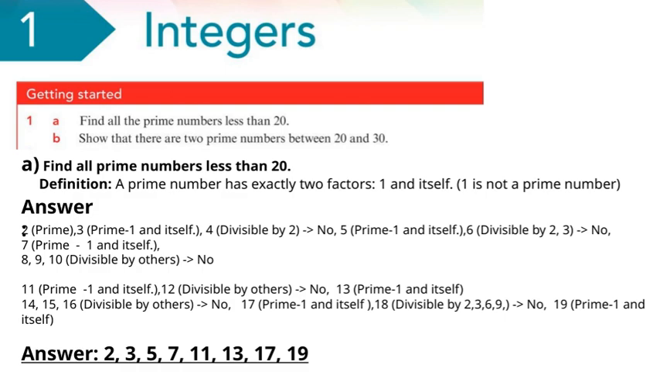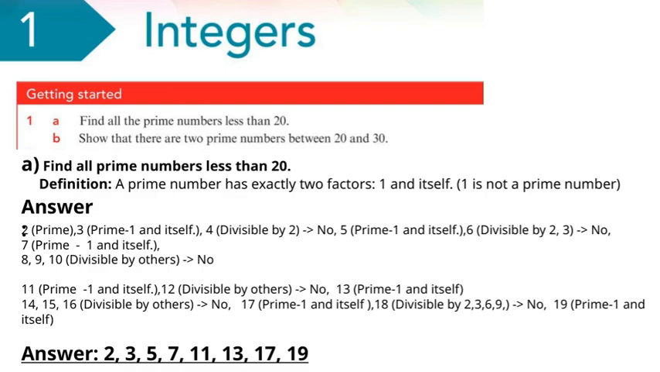Next, 3 is also prime for the same reason. Factors are 1 and 3. Moving on to 4, it's divisible by 2, so it has factors other than 1 and itself, meaning it's not prime. Similarly, 5 is prime because only 1 and 5 divide it.